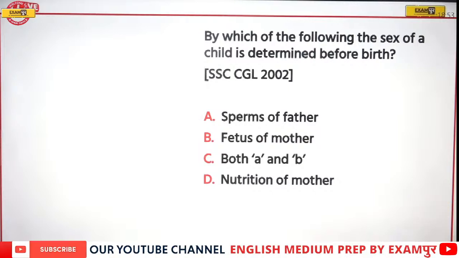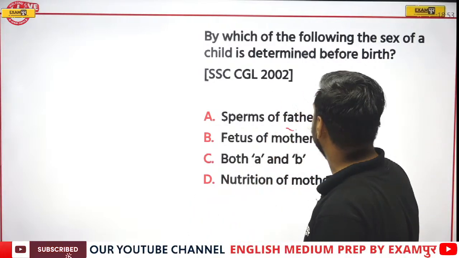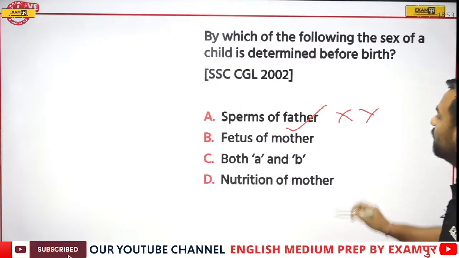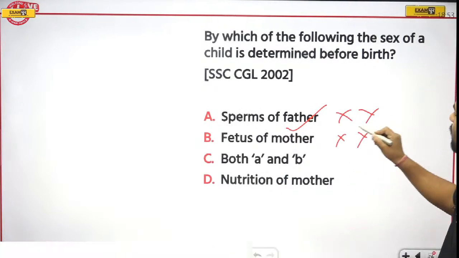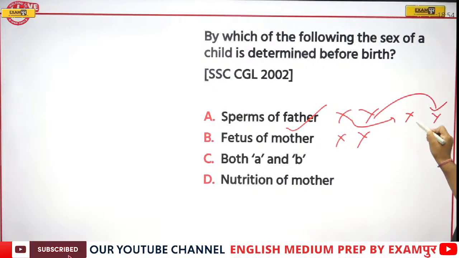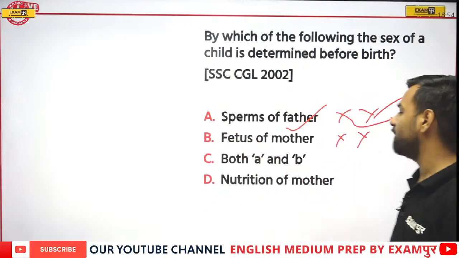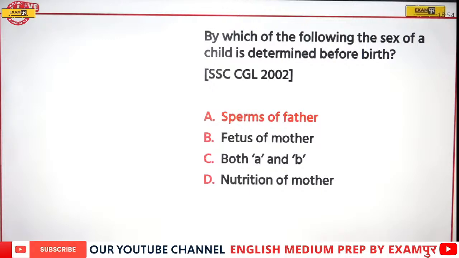Then there's the next question: by which of the following is the sex of a child determined before birth? Before birth, it is the sperm of the father that is determining it, because we have XY over here and XX here. So it totally depends on whether we get X or Y, so that we can understand whether it would be XX or XY. If it is XY, it would be male. If it is XX, then it would be female. So it's the sperm of the father that determines it. So option number A is going to be the correct answer.